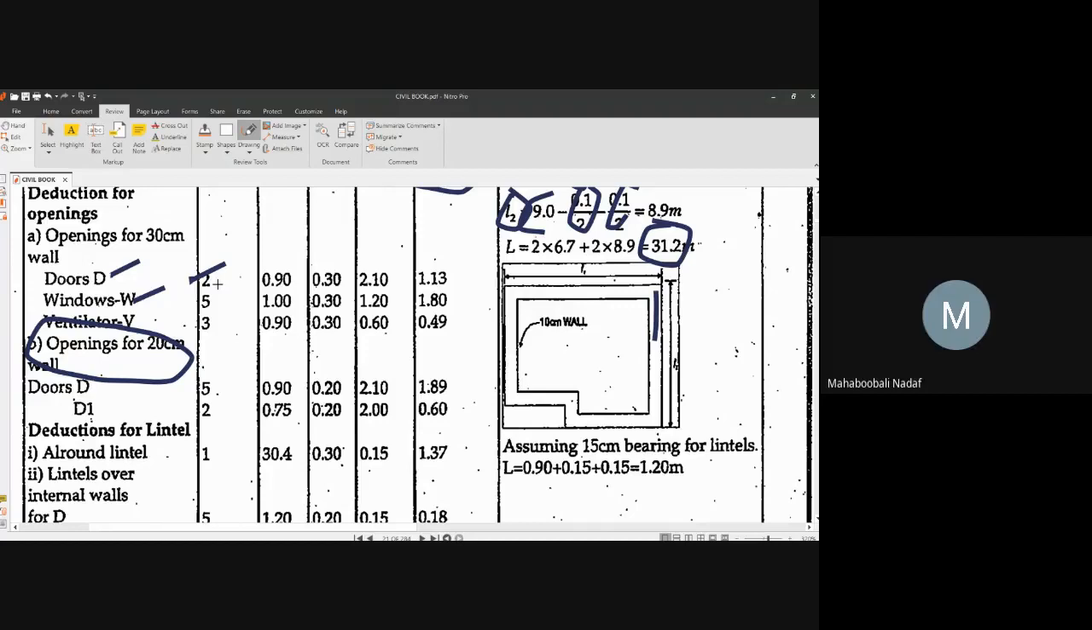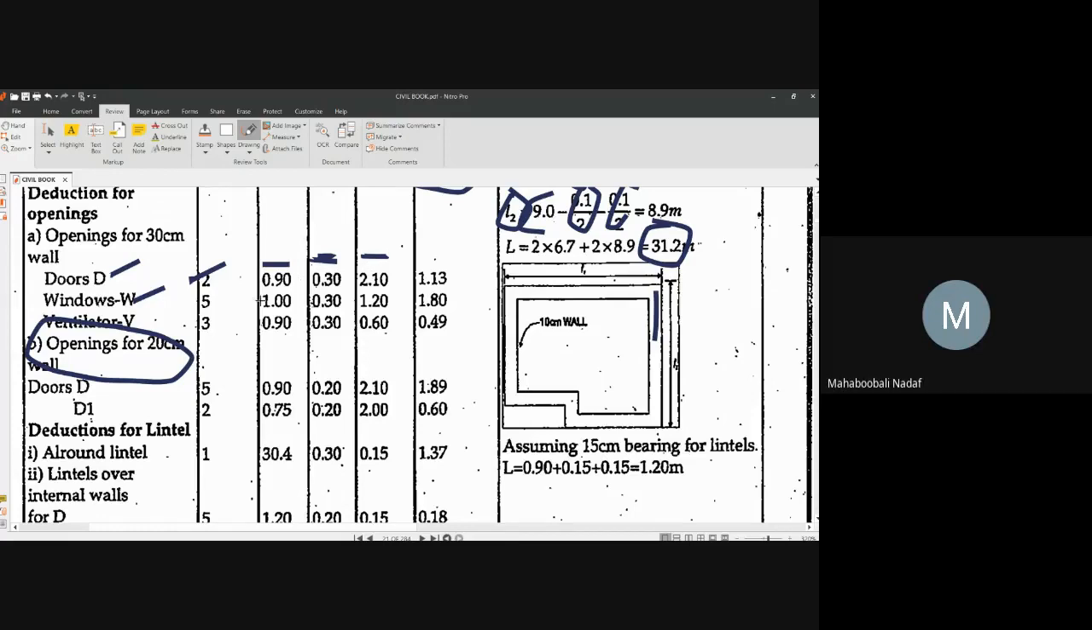What is the width in the schedule? 0.9 meter. What is the width of that wall? 0.3, 30, sir. What is the height of that door in the schedule? 2.1 meter, sir. Oh, very good.